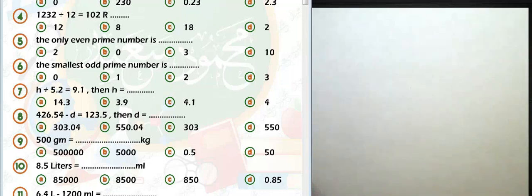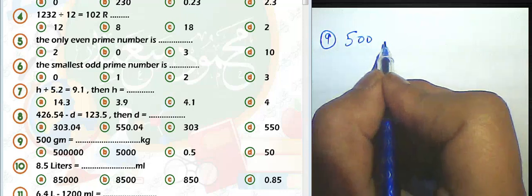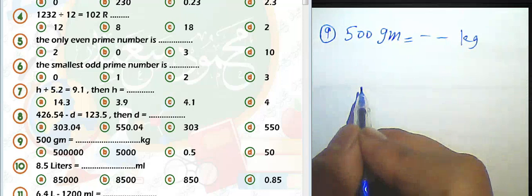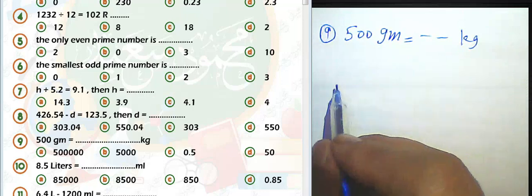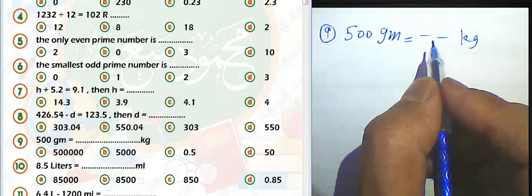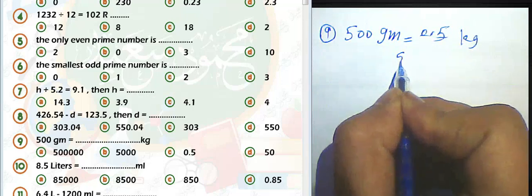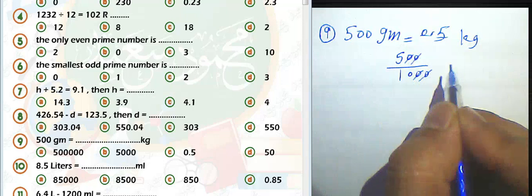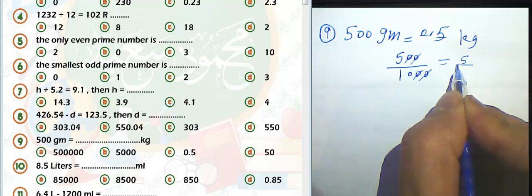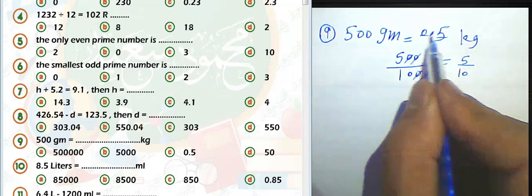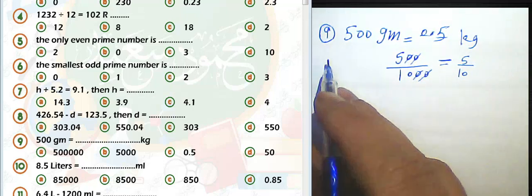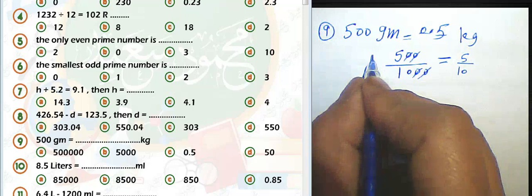What about question number 9? 500 gram equals space kilogram. We can convert from gram to kilogram by dividing by 1000. The result will be 0.5, because 500 over 1000. We can divide by 100 the same as the fraction, the result will be 5 over 10, which is 0.5. Question number 9, we must choose letter C.